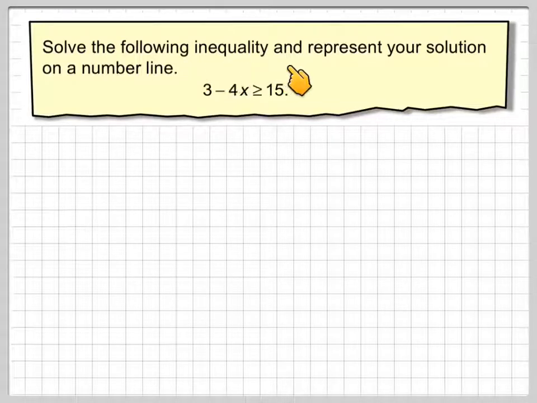Solve the following inequality and represent your solution on the number line. So we've got 3 minus 4x is greater than or equal to 15. So writing that down. We solve this like solving an equation. So we've got plus 3 here.